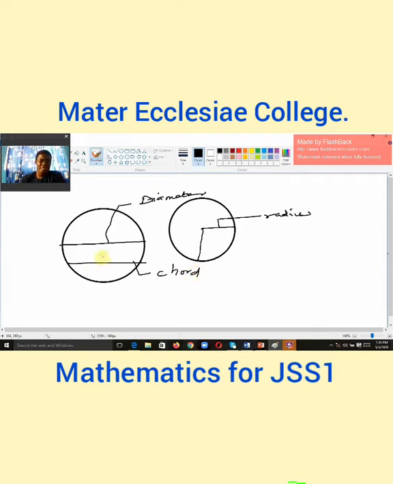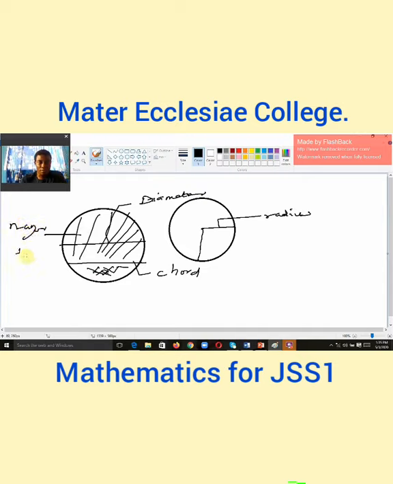Now, can you see that from this chord, this upper part of the circle, this side is bigger than this side? This region that has the chord is called a segment. So a segment is the region between the chord and the circumference. Can you see? A segment is of two types: major segments and minor segments. So this bigger part is the major segment.